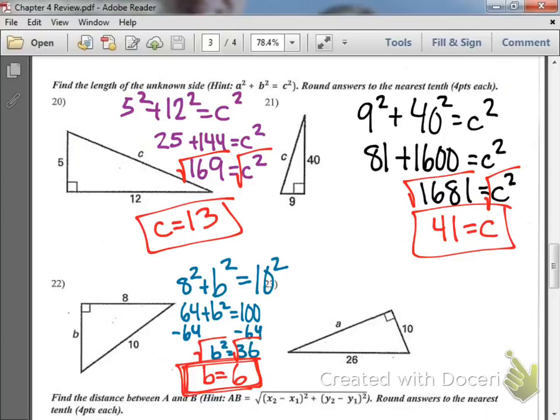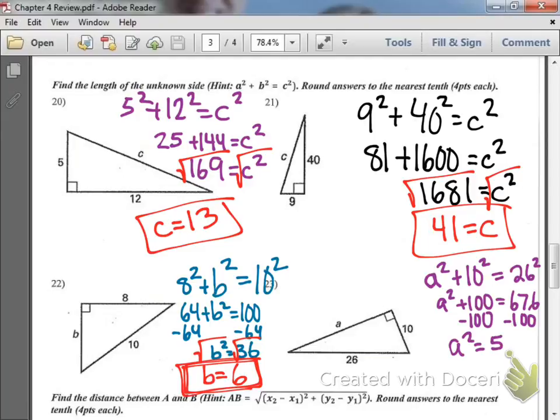Alright, and last one in the Pythagorean theorem section. How do I set this one up? Good, and a squared plus, that'll be 100, equals 676. Do your subtraction step. We've had this one a few times, I think, this chapter. What do you end up getting? Yeah, so a is 24, which makes sense as long as it's less than the 26.